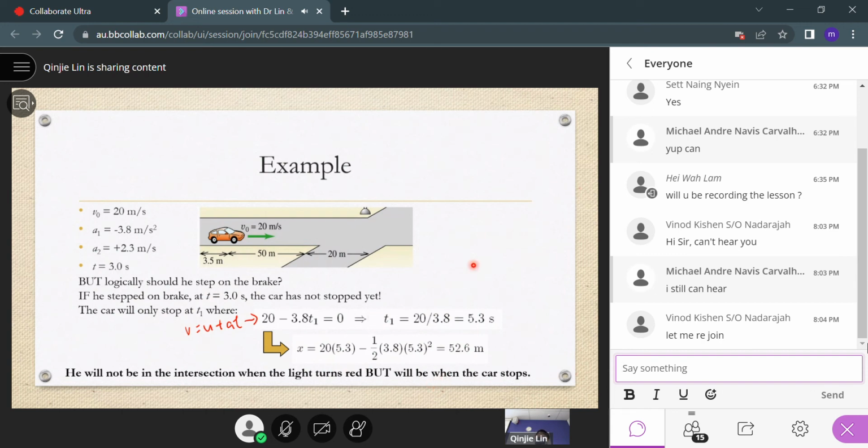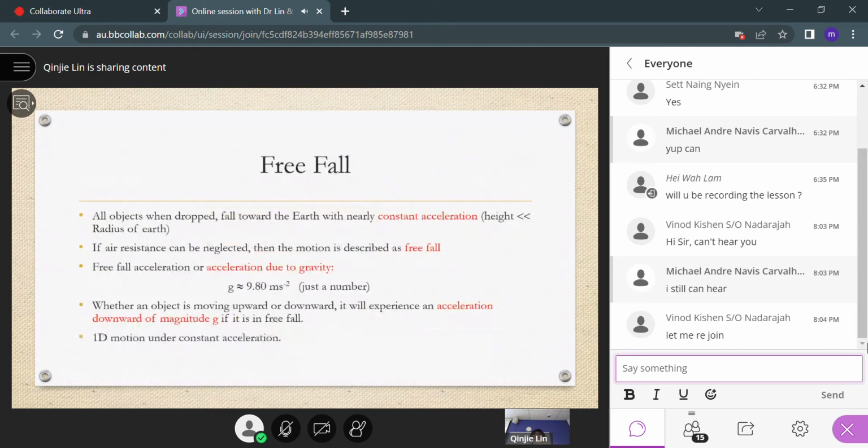Okay, any questions so far? So this is how we use kinematics. This is 1D because the car is moving in a line only. For 2D, that is the next topic, which we'll be doing after the break later. Okay, if no questions for this one, then we continue to free fall.